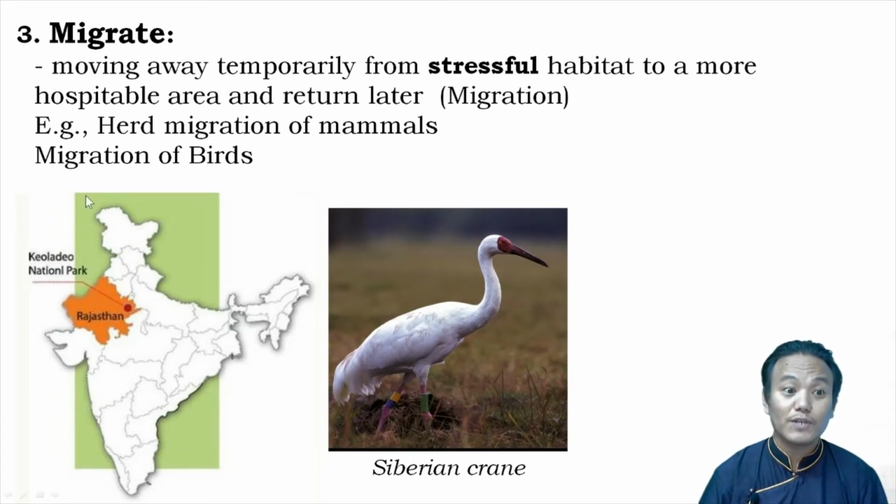In your textbook, it is given that birds which live in Siberia, where it gets really cold in winter, come during winter to places like India, to places like Keoladeo National Park in Rajasthan, where they stay for winter and then return to Siberia in summer. So that is called migration, during which they try to cope with the changes in the abiotic conditions of their habitat.